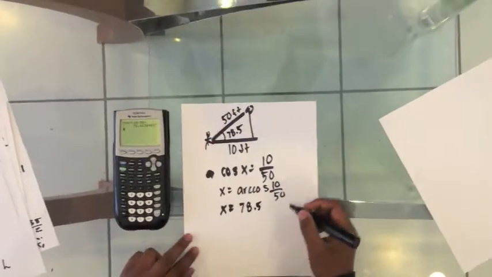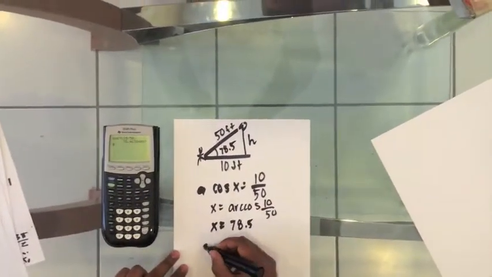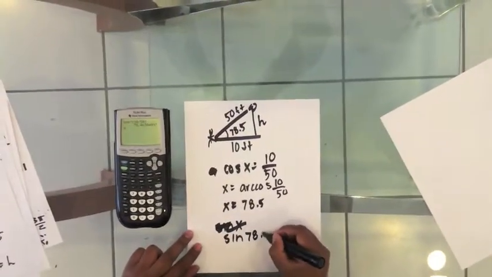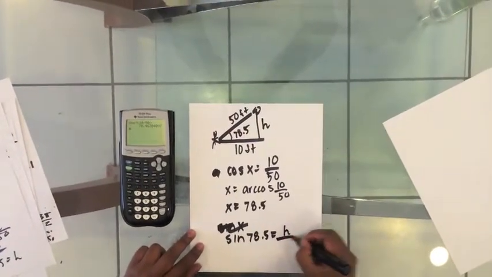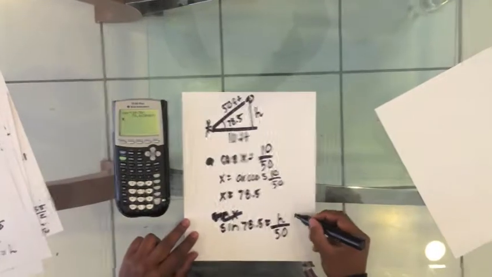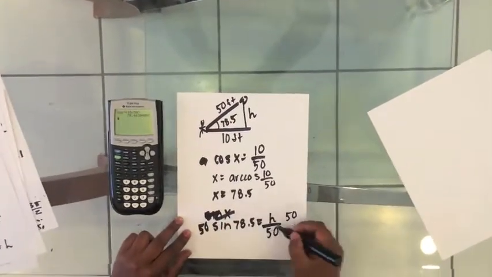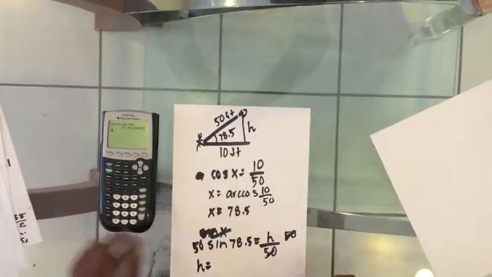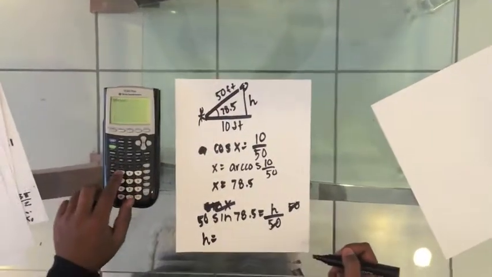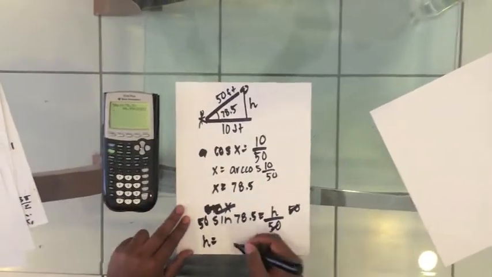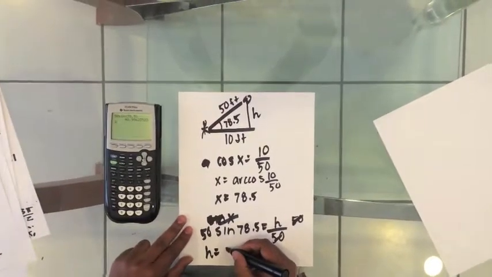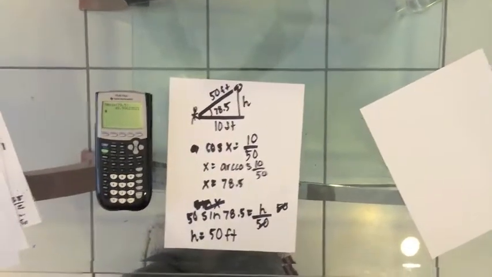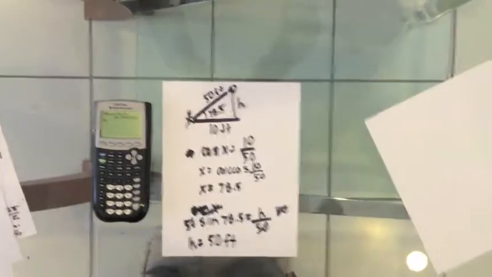And now you can find the height of the tree using this equation of sine 78.5 equals h over 50. And now you multiply 50 on both sides, and you should get h is equal to 50 sine 78.5, which is 48.99, which is approximately 50 feet. And that is the height of the ladder that we're going to have to buy.